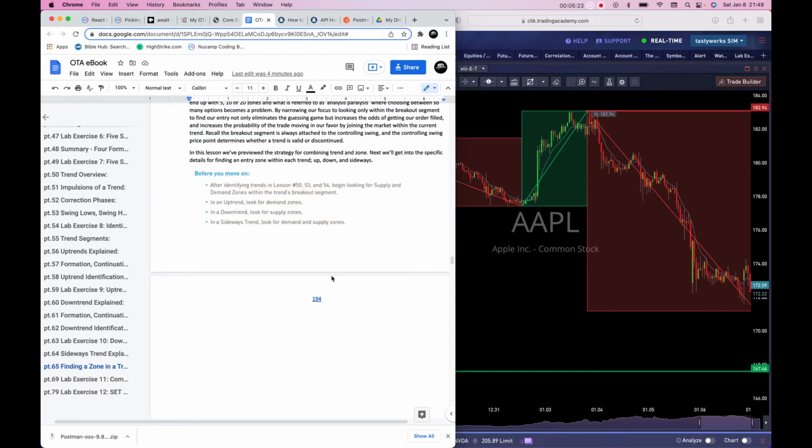Before you move on, after you've identified the trend, begin looking for supply and demand zones within the trend's breakout segment. In an uptrend, look for demand zones, and in a downtrend, look for supply zones. In a sideways trend, look for both demand and supply zones.